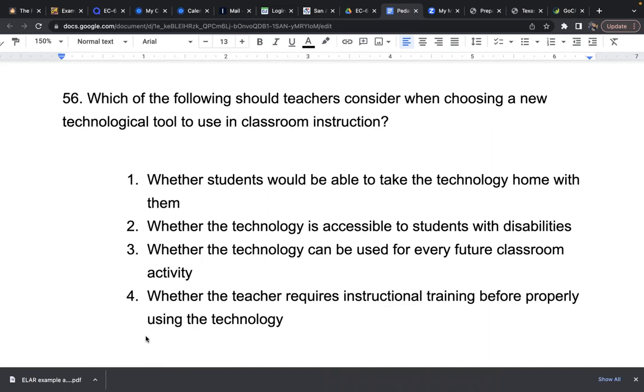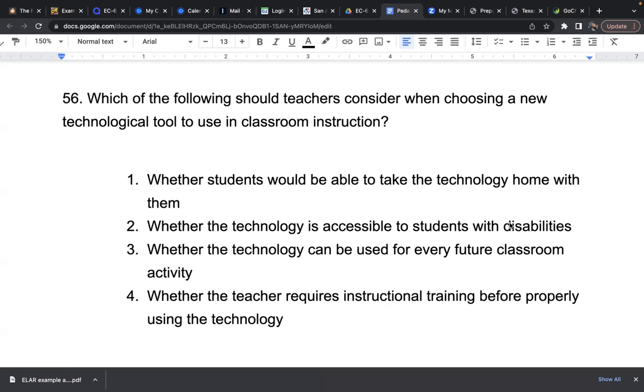I would want to know how to use it first. Agreed, because it's new. I would say 4. I agree. But let's slow down. Which of the following should the teacher consider when choosing a new technological tool? So before they choose it for use in the class, what should they think about? What should they consider?